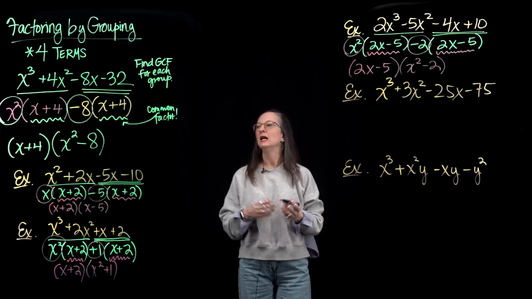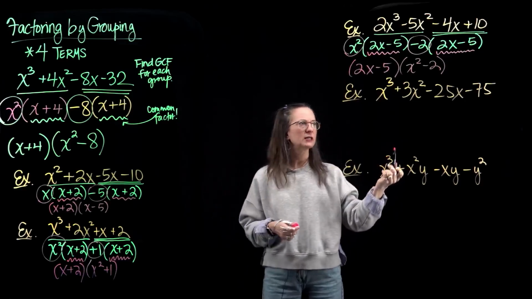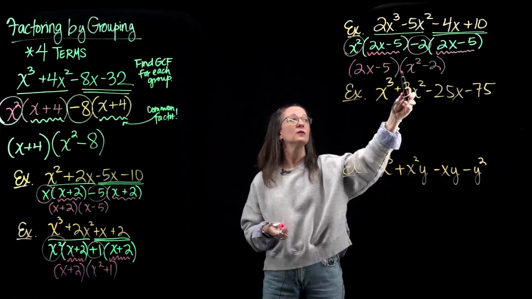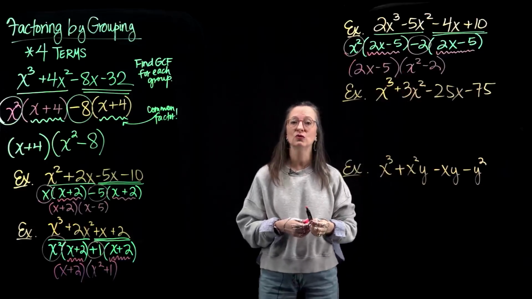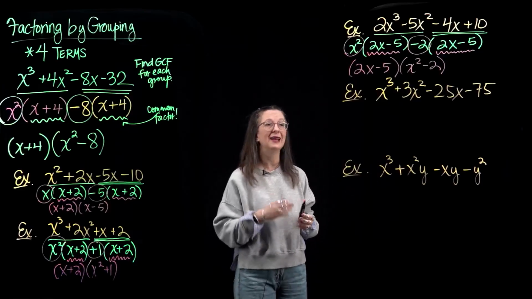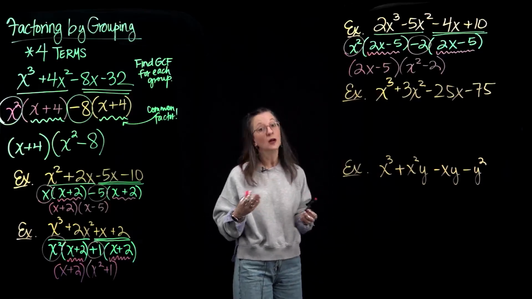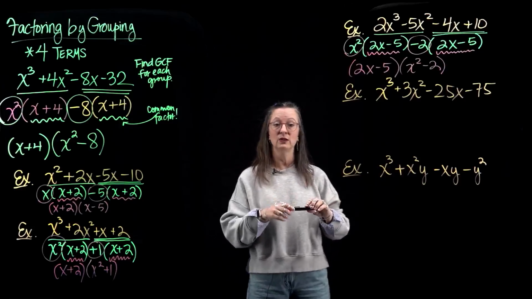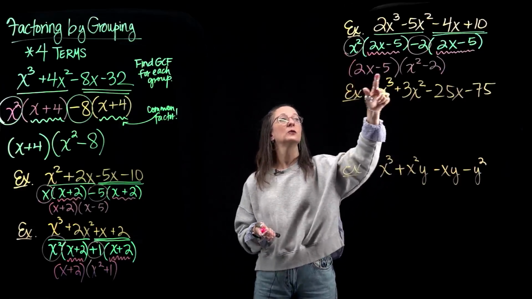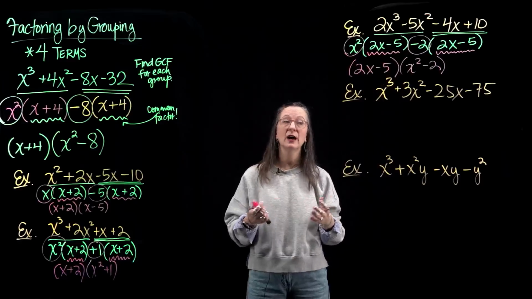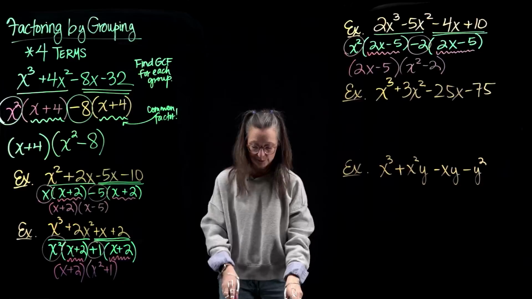Okay? As always, we want to check to see if anything can be factored further. X squared minus 2, well, it's 2 terms, and x squared is a perfect square, but 2 isn't. So there's nothing else we can do with that. My final answer would be 2x minus 5 times x squared minus 2.